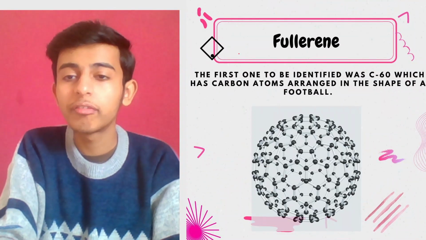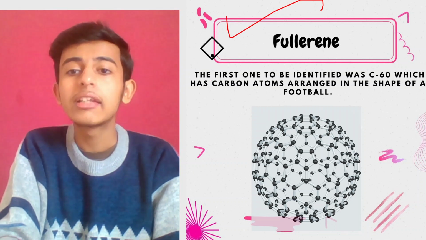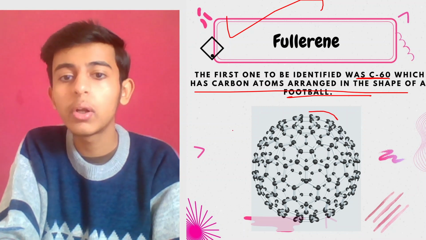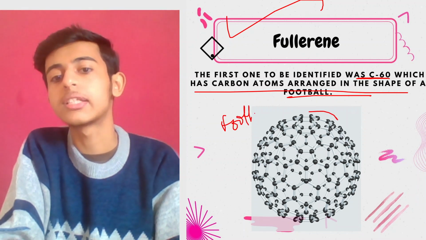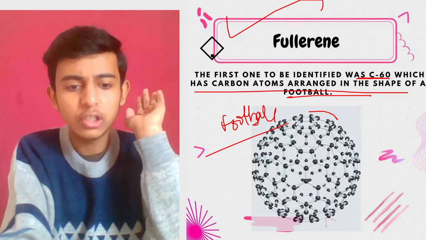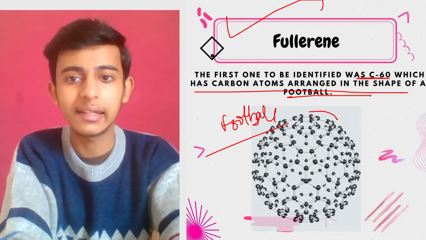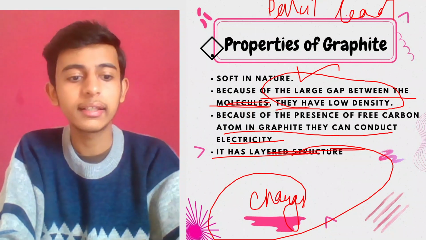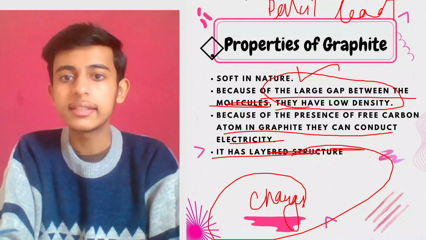And fullerene, that is Buckminster fullerene. The first one to be identified was C60, which has carbon atoms arranged in the shape of a football. So how many of you are lovers of football? Raise your hands. How many of you like to play football? Come on, let's play football, right? If you couldn't see it, just look at it once more. Actually, I think I did not show you this one. This slide, just have a look at it.